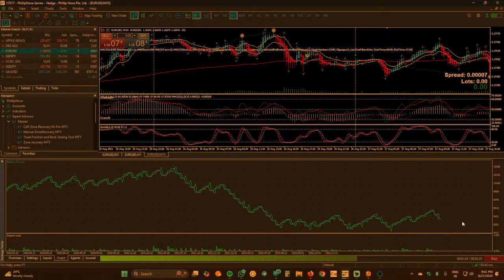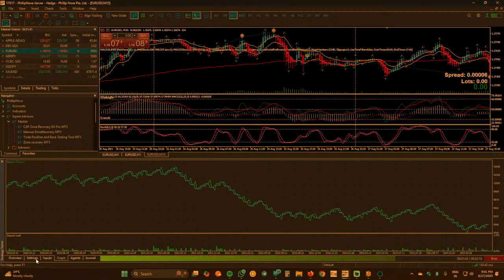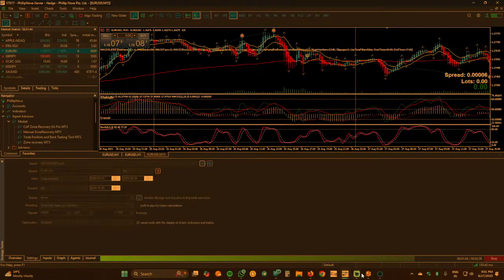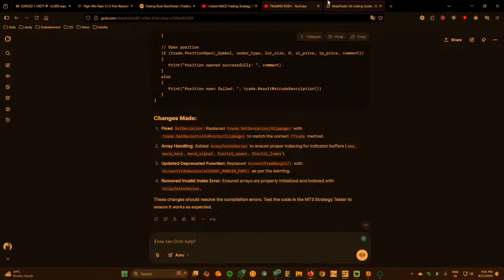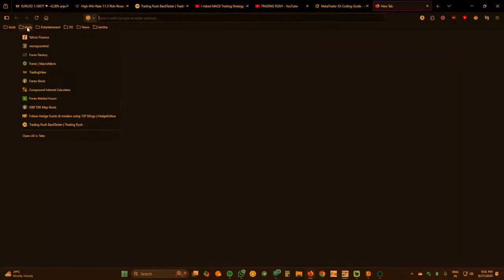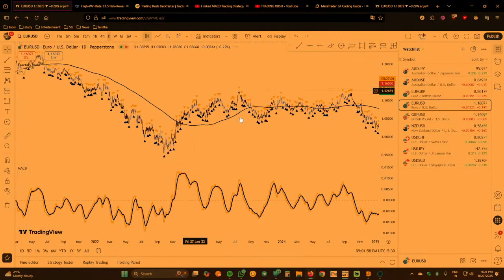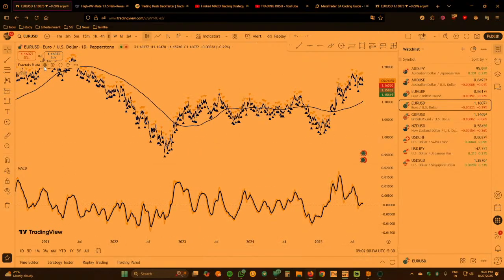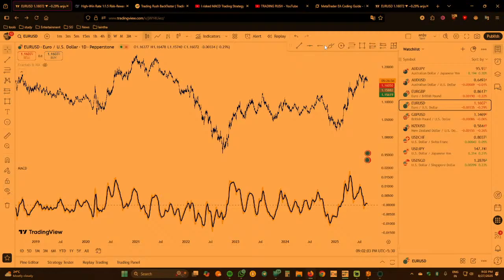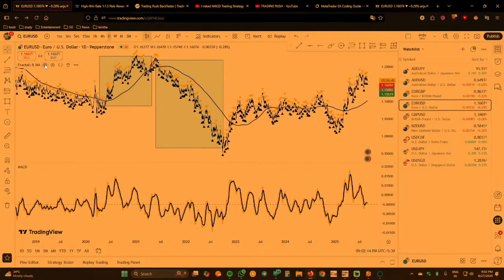After 2022 it struggles, it goes sideways. Maybe that has something to do with how EUR/USD was behaving during that time. So let's check how EUR/USD was behaving during that time period. During 2020 and 2021 we could mostly see this big range, and during 2021 to 22 this was another range.